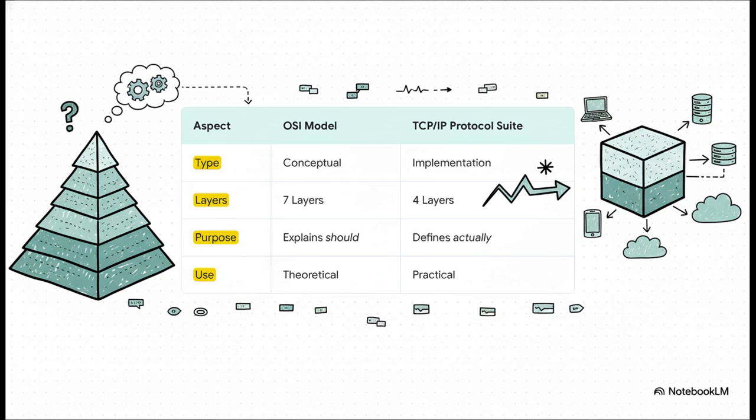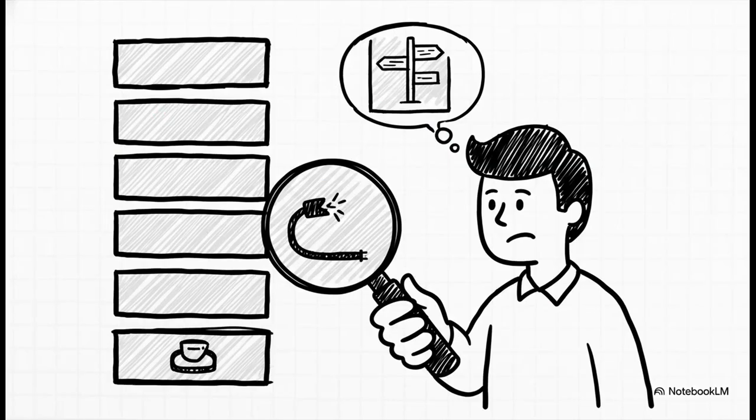And the key difference is this. The OSI model is the conceptual blueprint. It's the theory that explains how things should work. TCP/IP, on the other hand, is the actual implementation. It's the collection of real protocols that defines how data actually moves around online. So, why did we just spend all this time learning 7 layers? Because the OSI model is still the ultimate tool for understanding and for troubleshooting networks.